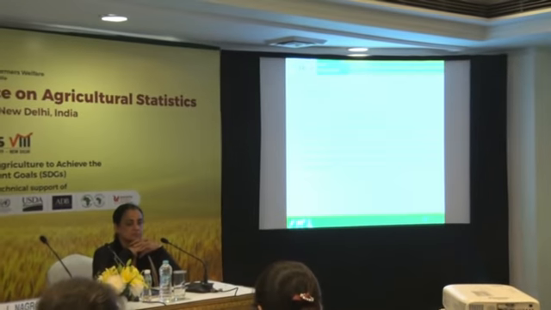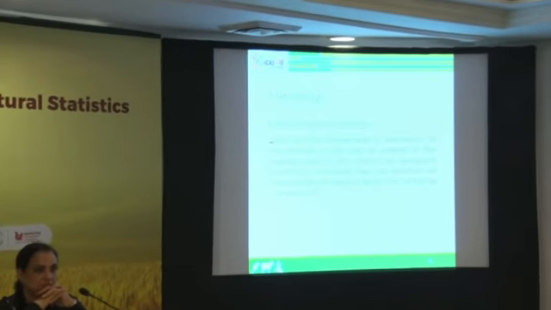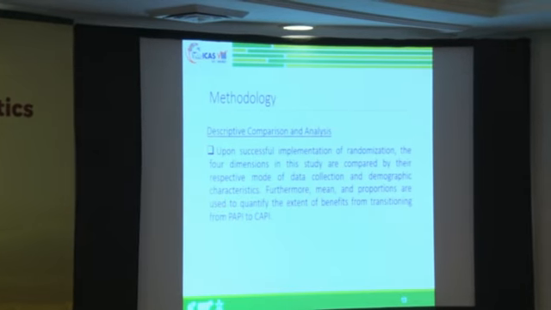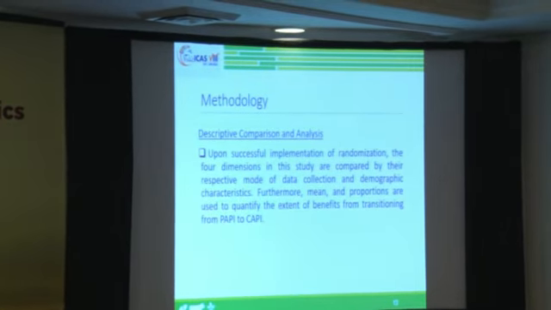Distributive comparison of analysis. Upon successful implementation of randomization, the four dimensions in this study are compared by their respective mode of data collection and demographic characteristic. Furthermore, mean and proportion are used to quantify the extent of benefits from transitioning from PAPI to CAPI. The four dimensions are time efficiency, data quality, cost efficiency, and respondent perceptions.